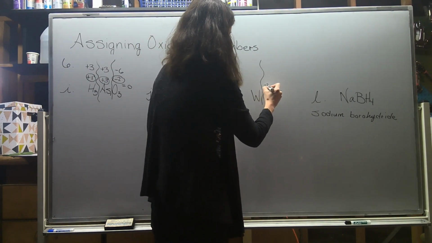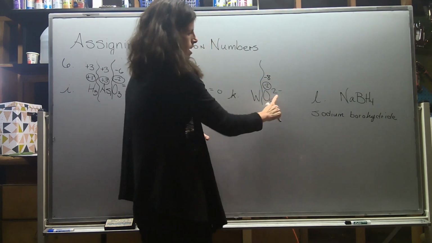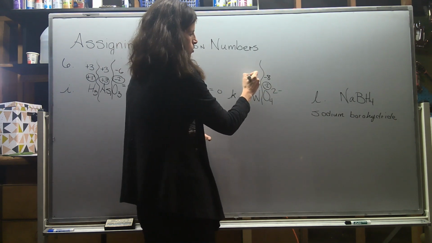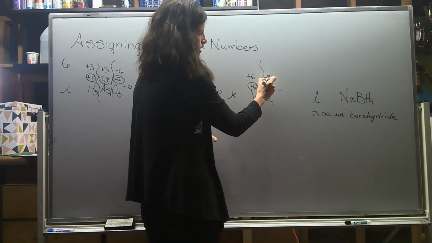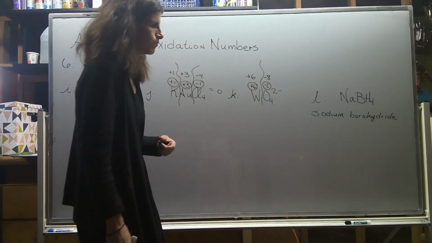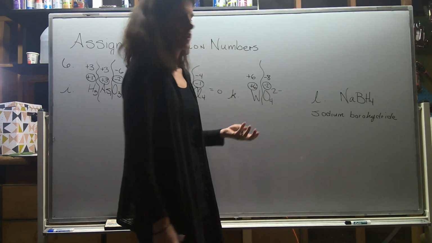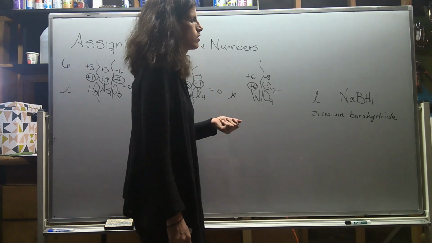Oxygen is -2. -2 times 4 is -8. Everything in here needs to add up to -2. So I'm going to do a +6 on my tungsten. So then I have +6 - 8 gives me -2. This last one is a doozy. I always put it in here to challenge students and to make you aware of some of these weird situations.